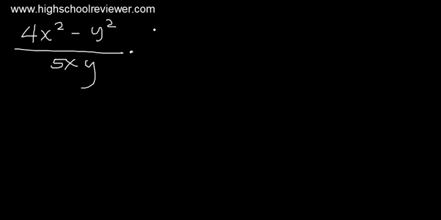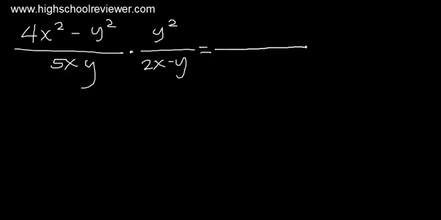And here's another example. We have here 4x squared minus y squared all over 5xy. Multiply this by y squared all over 2x minus y. To multiply this rational algebraic expression, first we need to factor out 4x squared minus y squared. The factors of 4x squared, this is a perfect square, so its factors now will be 2x, and just multiply 2x by 2x also. And then the factors of y squared, this is also a perfect square, so multiply y by y. And since this is negative, we will have here plus and minus.